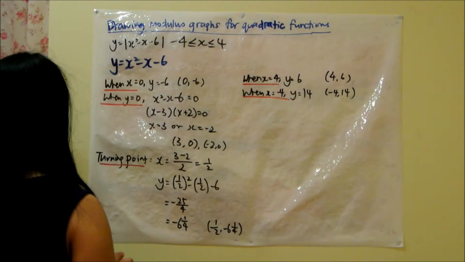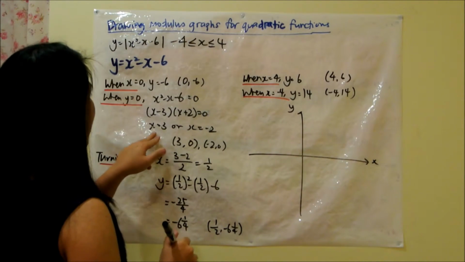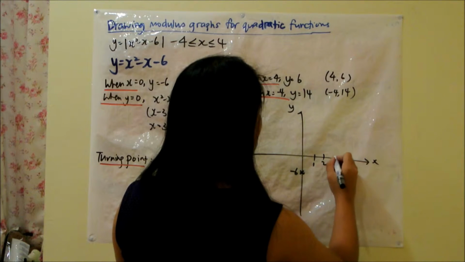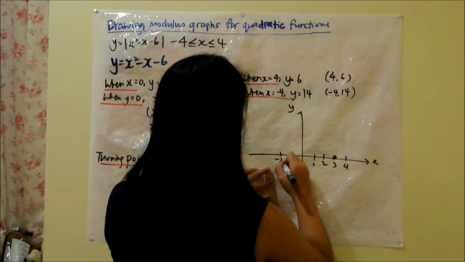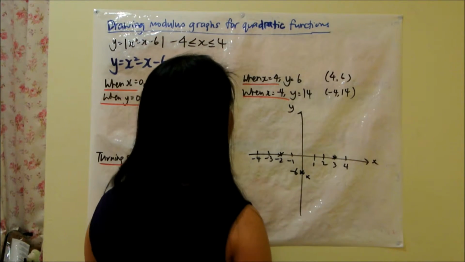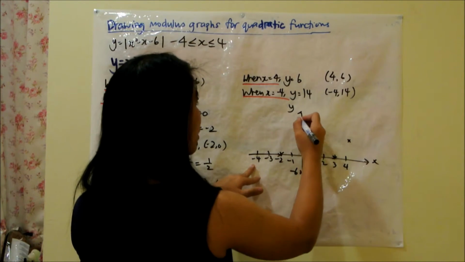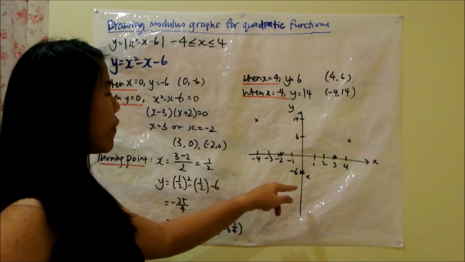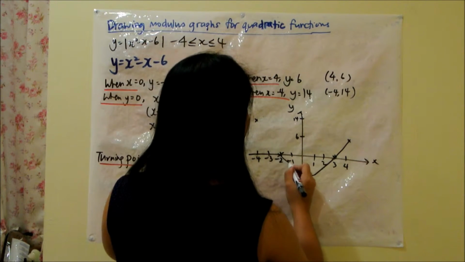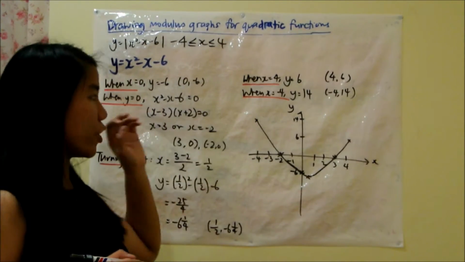I'm going to sketch the original graph now. Plot out all the points that you need. You need (0, -6), somewhere around here. You need (3, 0) and (-2, 0). You need (1/2, -6 and 1/4), (4, 6) and (-4, 14), somewhere around here. Now that you have all these points, you are ready to sketch a smooth curve, so that's what I will try to do. Now that you have a smooth curve, you are ready to draw your modulus graph.